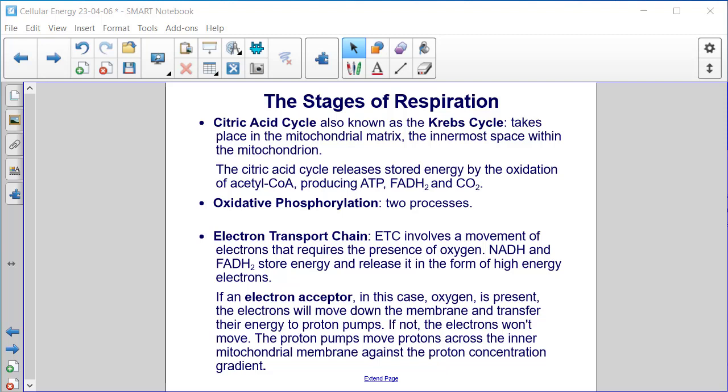The first is the electron transport chain, or ETC. The ETC involves a movement of electrons that requires the presence of oxygen. NADH and FADH2 store energy and release it in the form of high-energy electrons. If an electron acceptor, in this case oxygen, is present, the electrons will move down the membrane and transfer their energy to proton pumps. If not, the electrons won't move. The proton pumps move protons across the inner mitochondrial membrane against the proton concentration gradient.